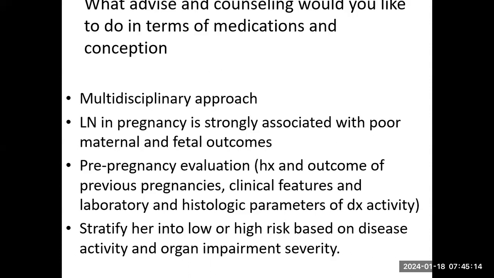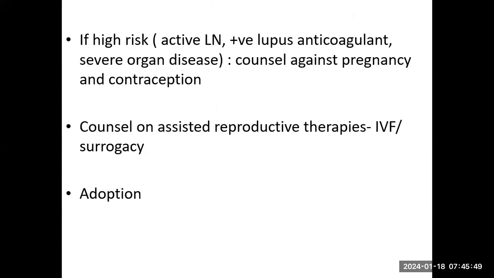I will do a pre-pregnancy assessment and evaluation, where I will take a history of previous pregnancies and outcomes, if she has had any. I would also take other history and do a clinical examination to look at features that may be indicative of other organ involvement, and do laboratory and histologic assessment, though the histology has already been done. So I'll do laboratory parameters to assess disease activity. Following this, I will stratify her into low or high risk based on these features.